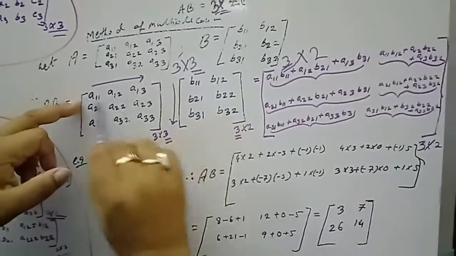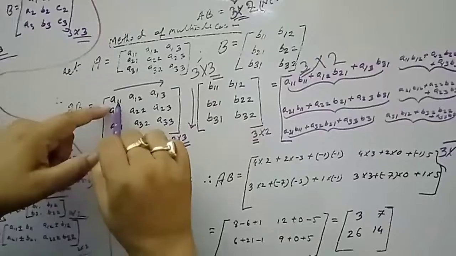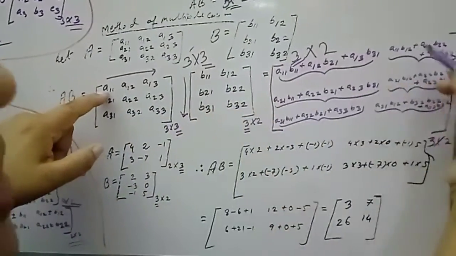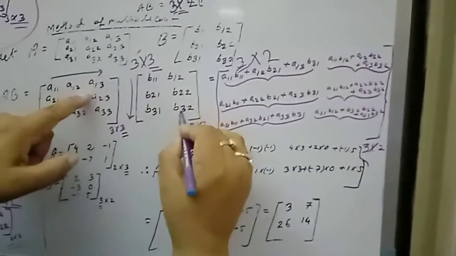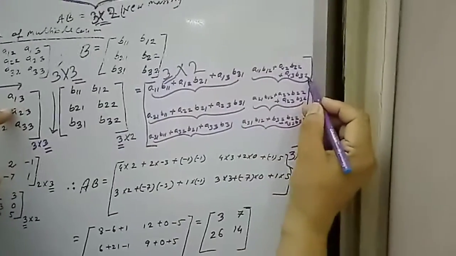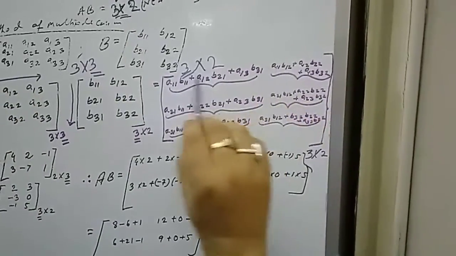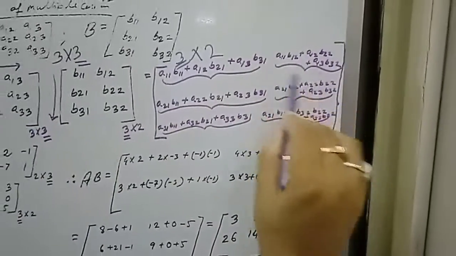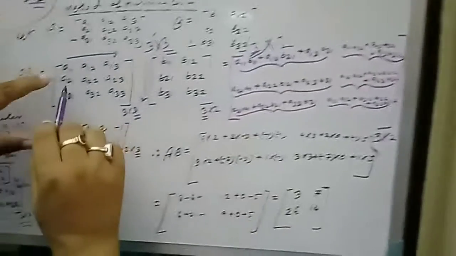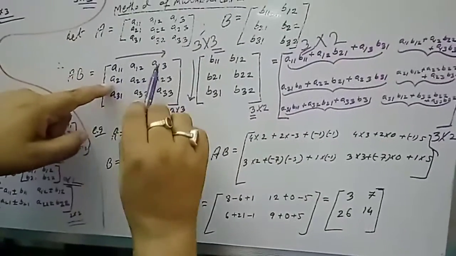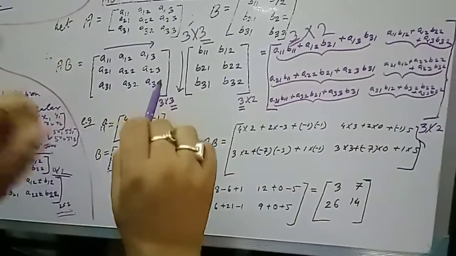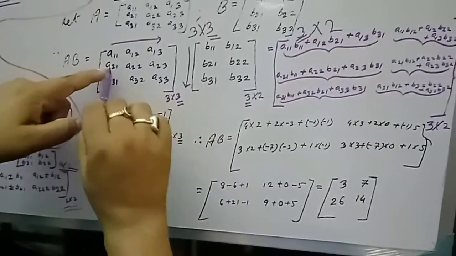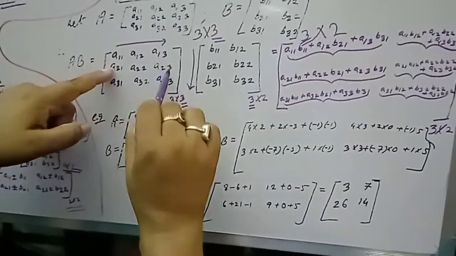Next, remaining first row, second column. So A11, B12, A12, B22 plus A13, B32. So this is the first row, second column element for the new matrix. Next is first row multiplication part done. Now remaining two rows. Second row of A, A21, A22, A23.